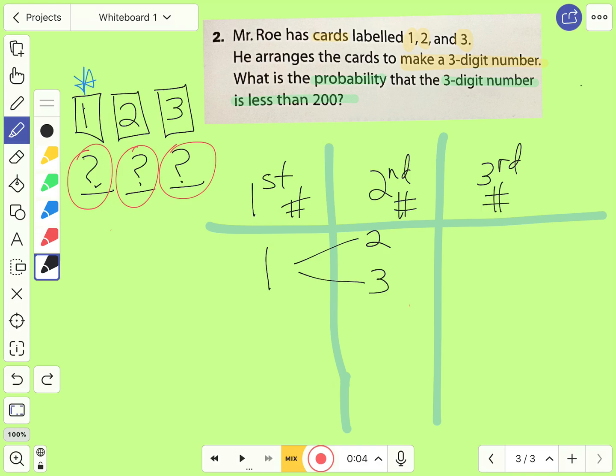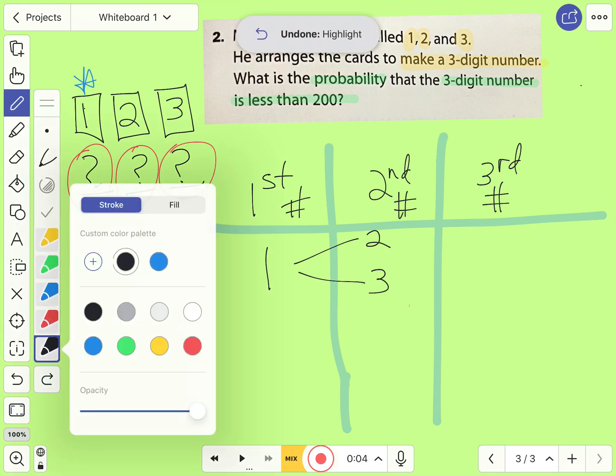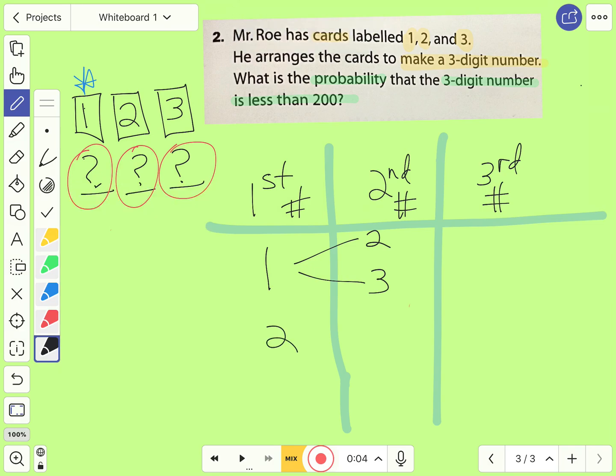What if my first card is a 2? If my first card is a 2, what are my options for the second number? Well, there's only 2 other options. The second card could be a 1, or the second card could be the 3. And what if my first card is the 3? What are the second number options? Well, the second number could be a 2, or it could be a 1.